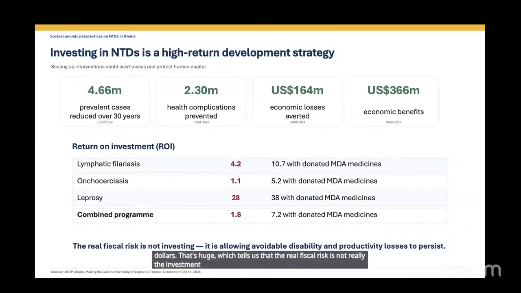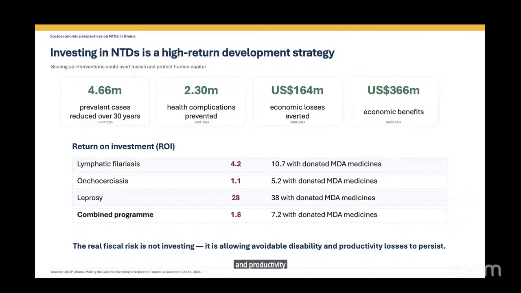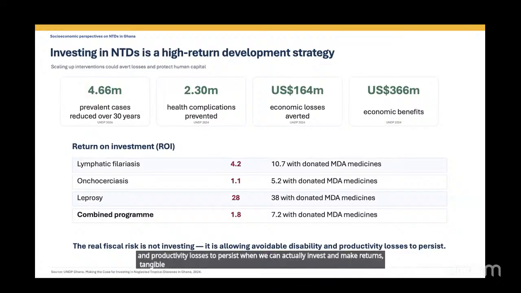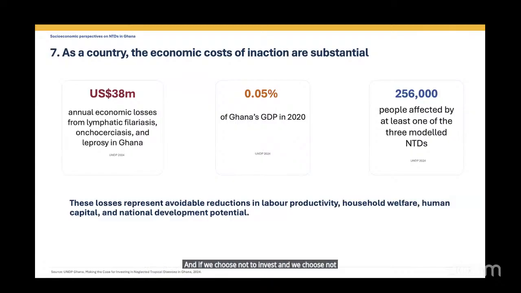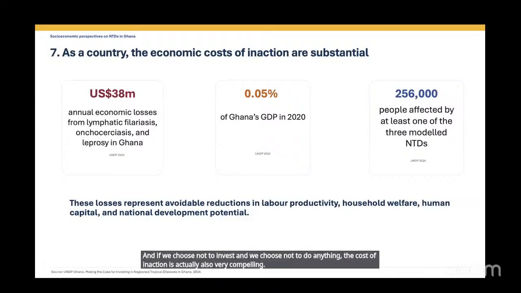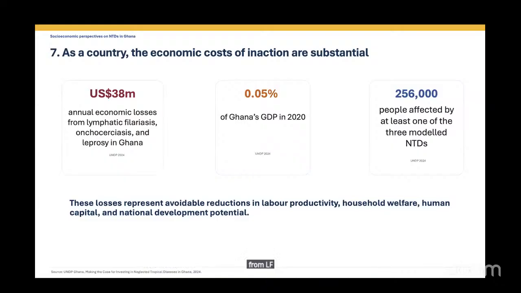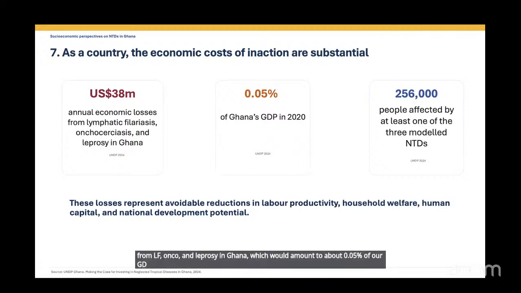It is allowing these avoidable disabilities and productivity losses to persist when we can actually invest and make tangible returns from them. And if we choose not to invest and we choose not to do anything, the cost of inaction is actually also very compelling. So for example, we can expect that we'll lose about 38 million US dollars annually in economic losses from LF, onco, and leprosy in Ghana, which would amount to about 0.05% of our GDP as at 2020.